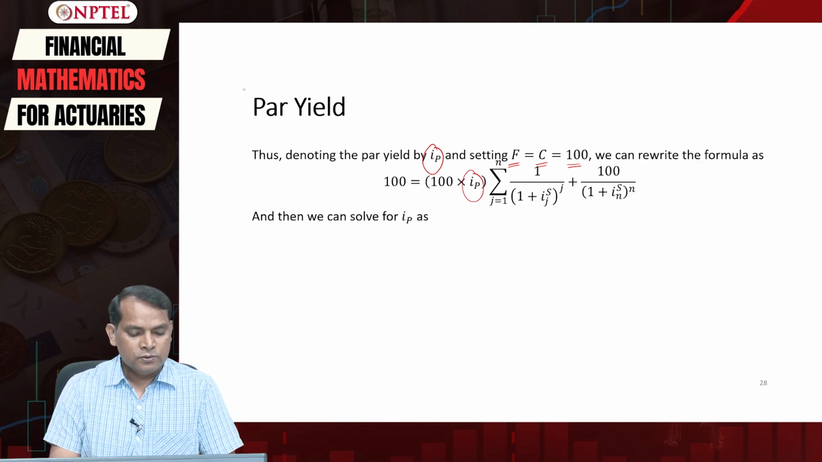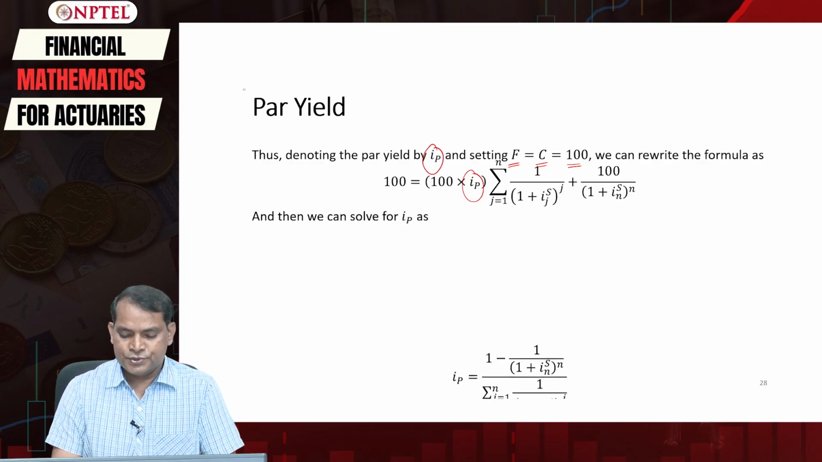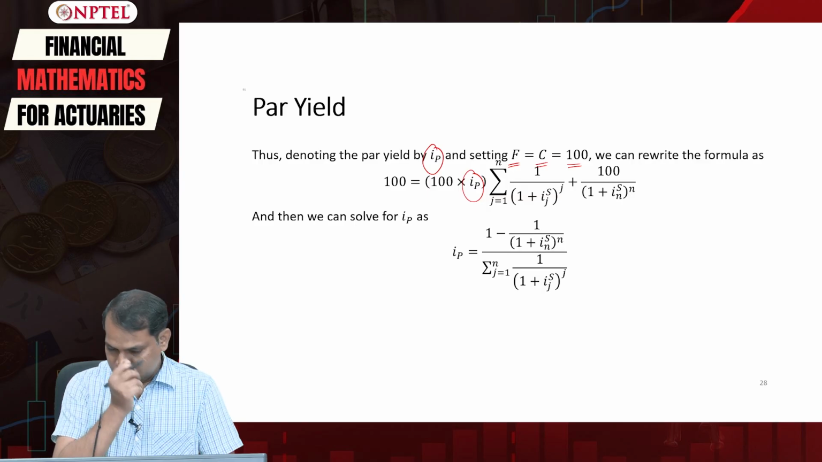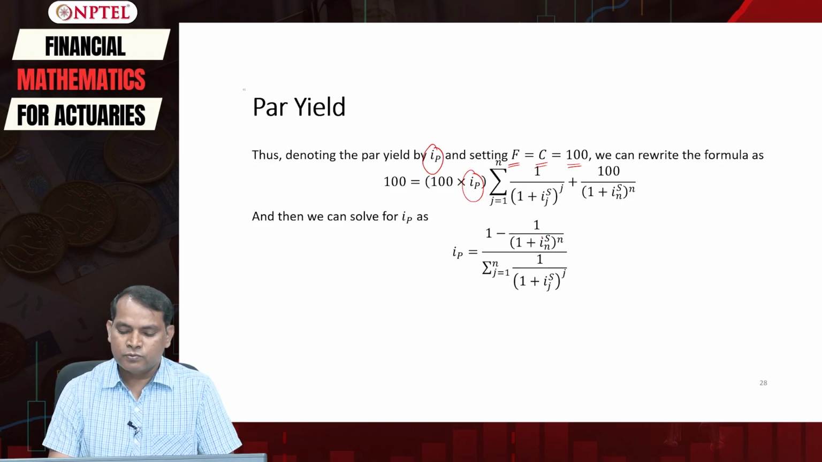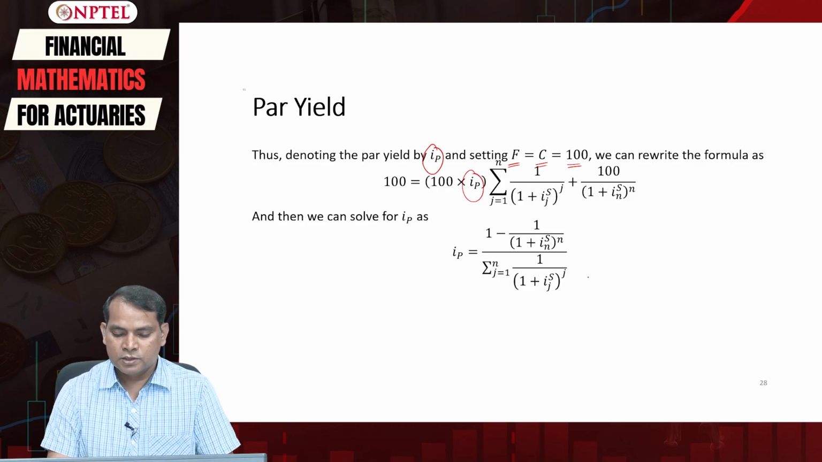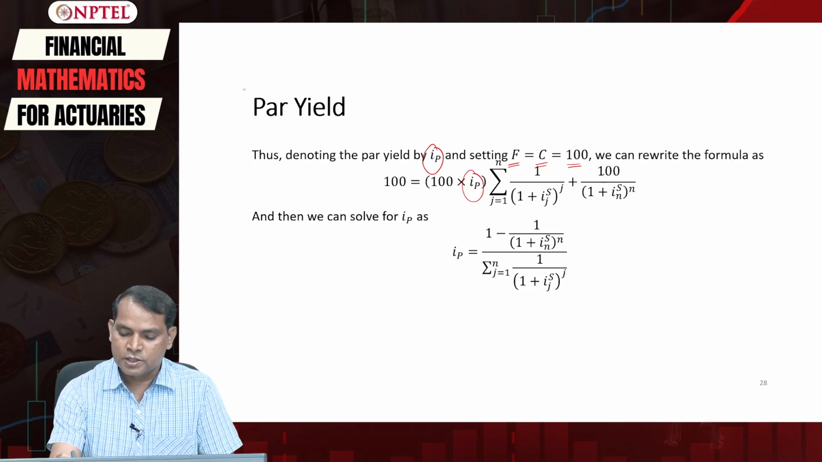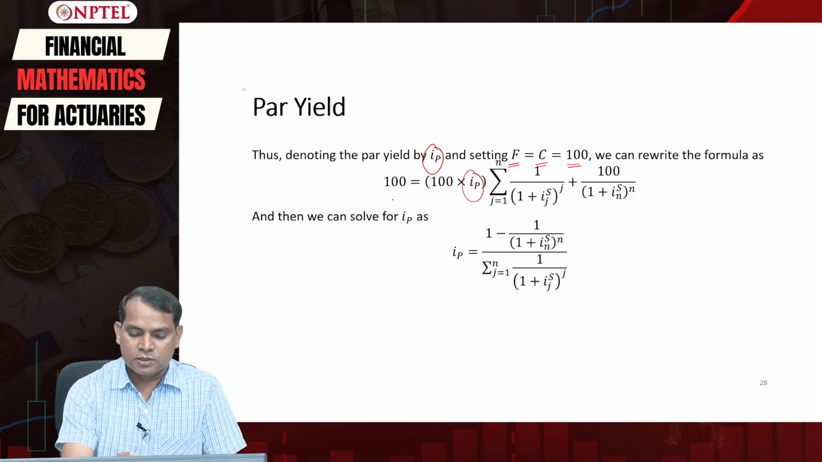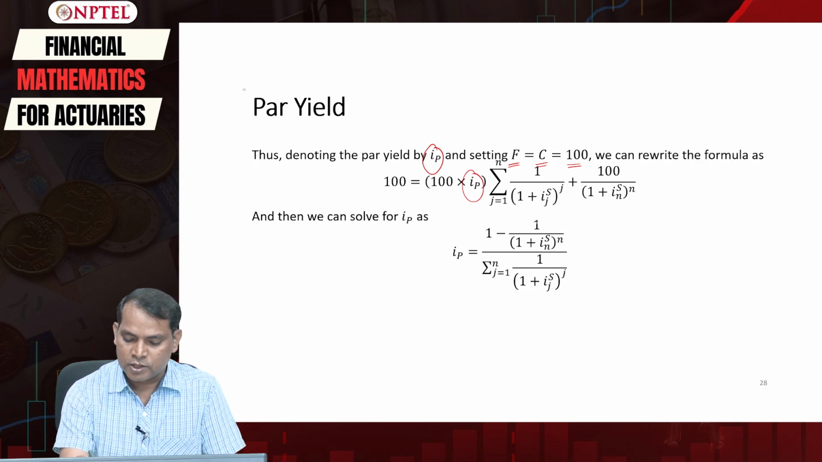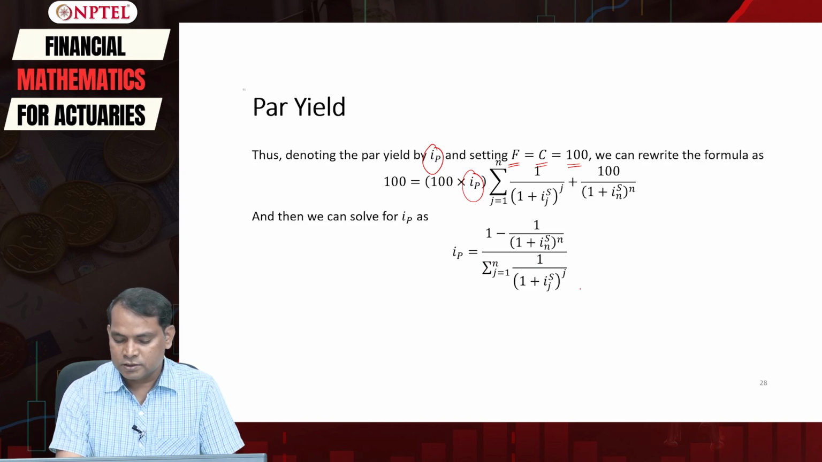So, we can now solve for IP as, IP is equal to 1 minus 1 upon (1 plus In) to the power n, whole divided by the summation of 1 upon (1 plus Ij) to the power j. Here we have just taken this 100 out, and therefore this 100 divided by 100 will become 1, and therefore you will get IP equal to 1 minus this term, divided by this sum.